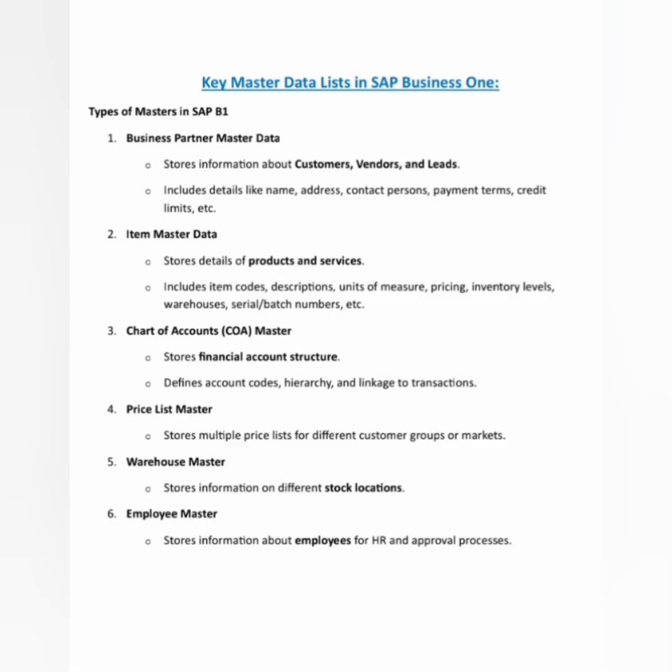Now the third master is chart of accounts. Chart of accounts stores financial information, the financial account structure, and defines account codes, hierarchy and linkage of transactions. The fourth one is price master data. Price master data stores multiple price lists for different customer groups or markets. The fifth one is warehouse master, which stores information on different stock levels. The sixth master stores information about employees for HR and approval processes.